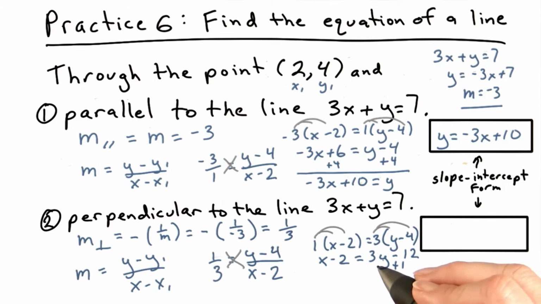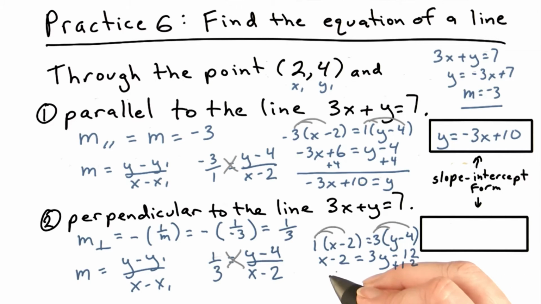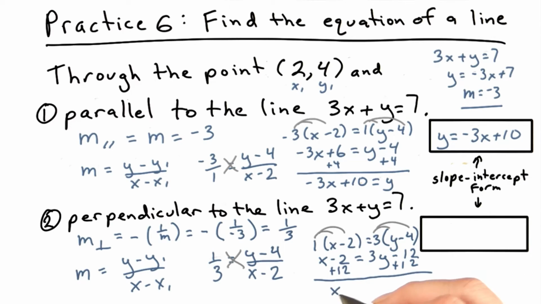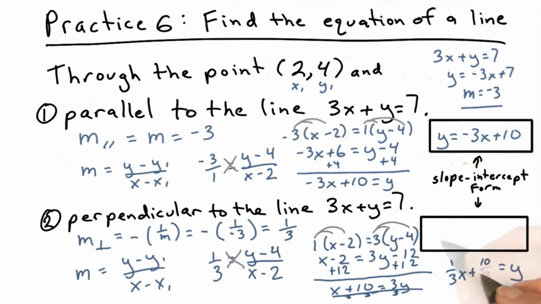Since I want the equation in slope-intercept form, I need y equals. So I'm going to add 12 to both sides, and I get x plus 10 equals 3y. And when I divide everything through by 3, I get y equals x over 3, or 1/3 x, plus 10 over 3. And that's the same as y equals 1/3 x plus 10/3.